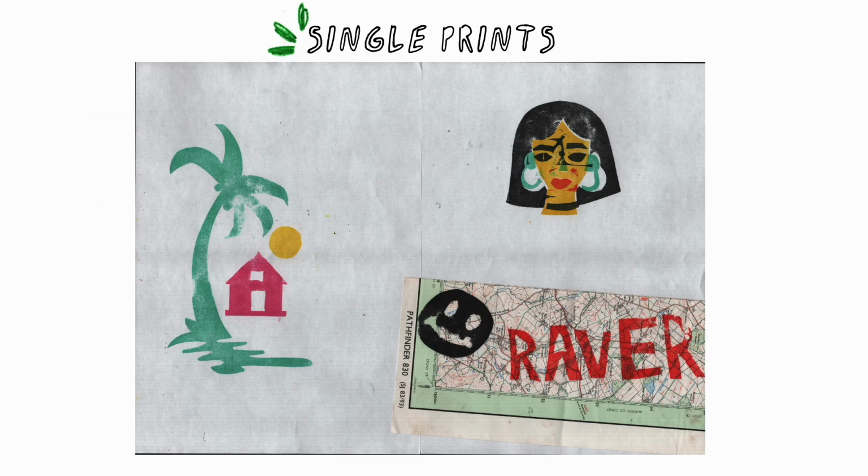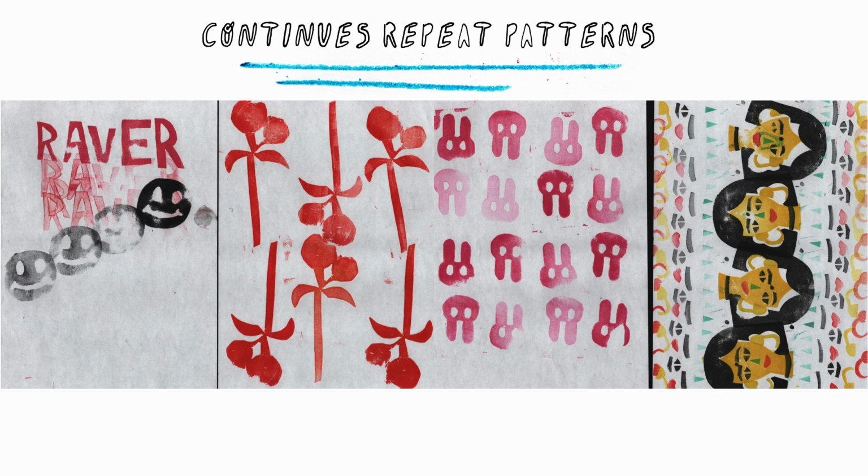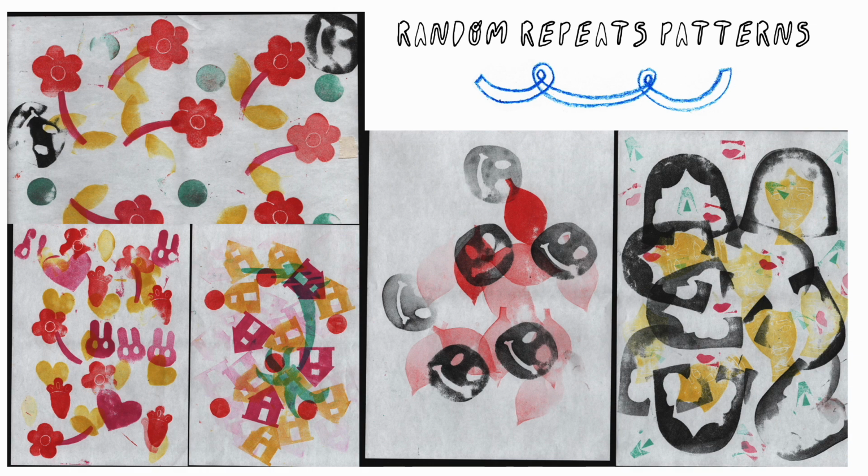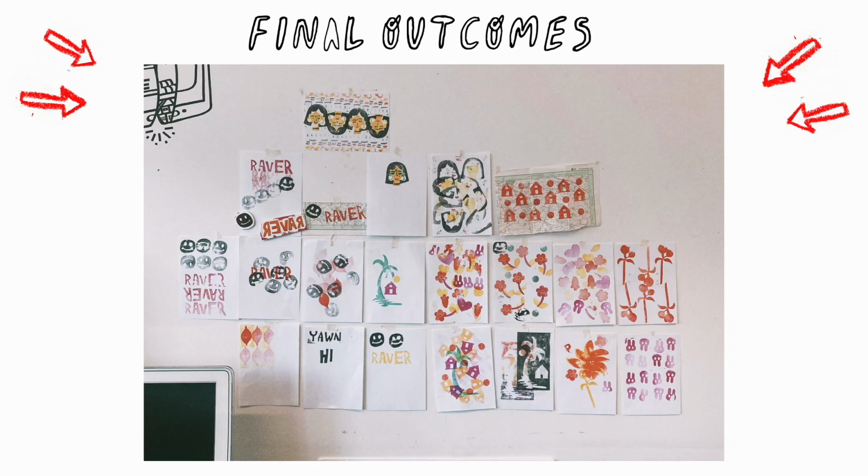After everyone had created their stamps, we did single prints just to see if the stamps were how they wanted them, and we also stamped on different mediums like the map. Use repeat patterns, as you can see here. This is the final outcomes for the workshop, as well as the physical stamps.